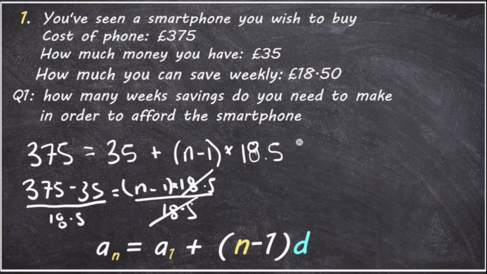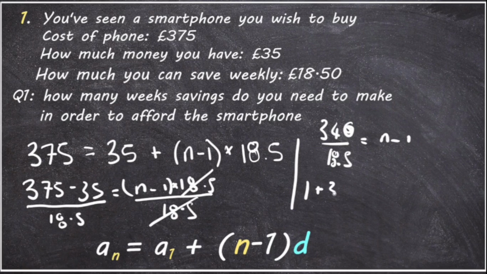On the left hand side, 375 minus 35 is 340. So that's 340 divided by 18.5. And that equals n minus 1. And then we add 1 to both sides. So we get that 1 plus 340 divided by 18.5 equals n. And if you run those numbers through your calculator, you will get that n equals 19.38. I've rounded it to 2 decimal places.